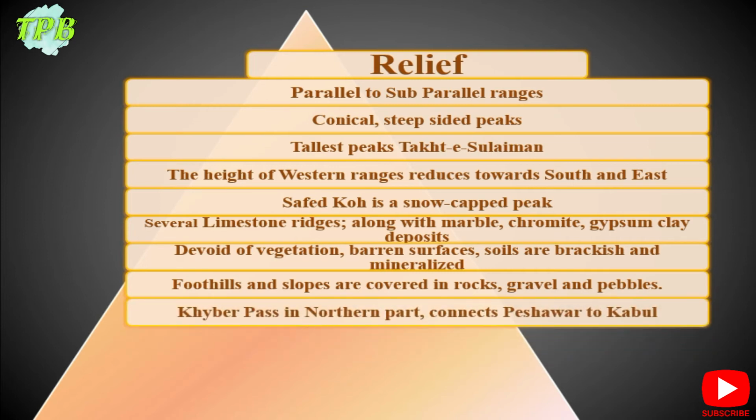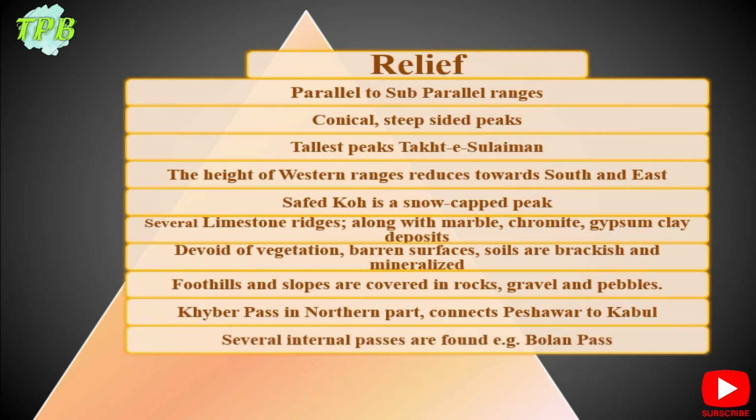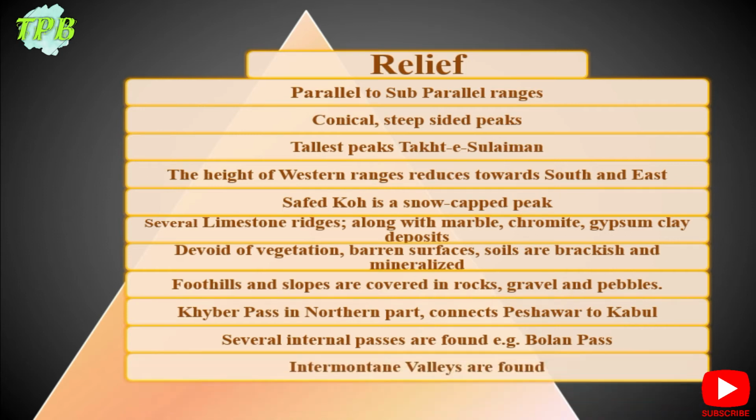There is an important pass named Khyber Pass in the northern part of Western Mountains, which connects Peshawar to Kabul for trade activity and traveling purposes. There are several internal passes found here, for example Bolan Pass, which connects Sindh to Balochistan. There are also some intermontane valleys located here.